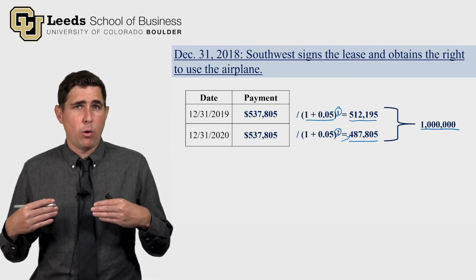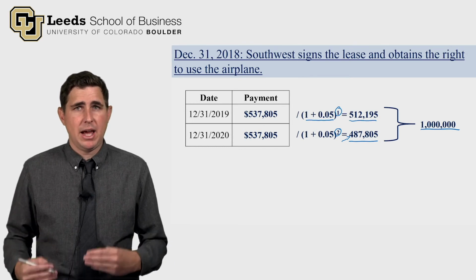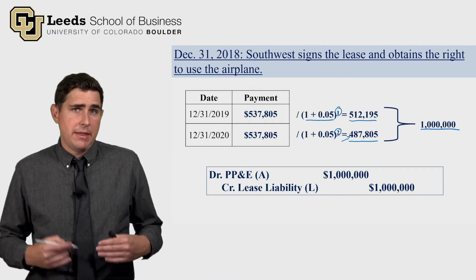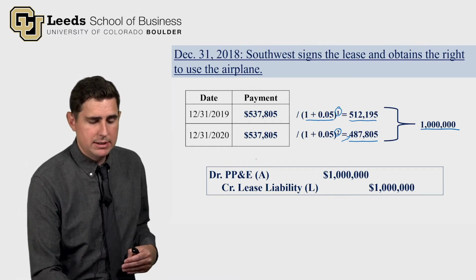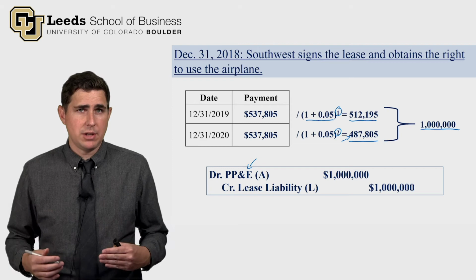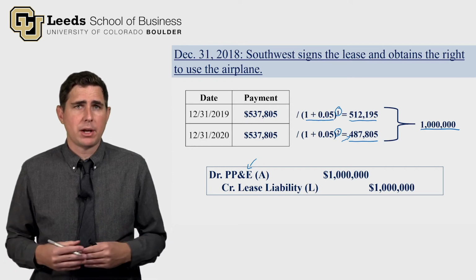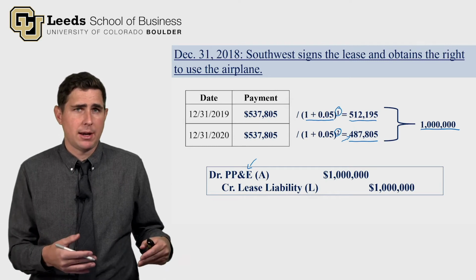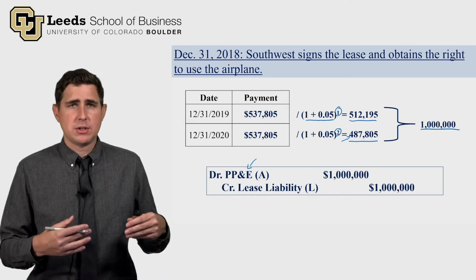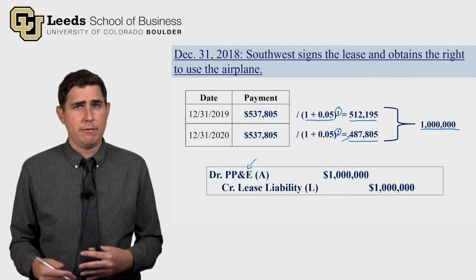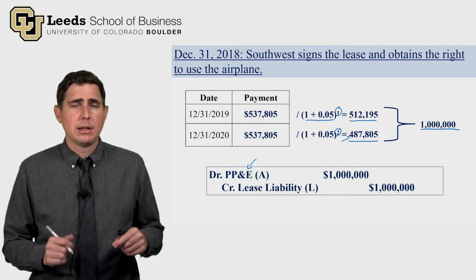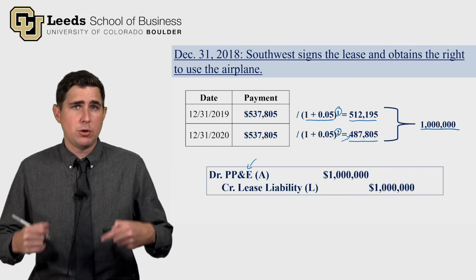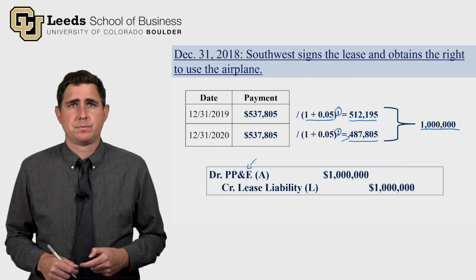And they're going to record that amount as an asset and a liability on their balance sheet. And here's how. Now here I've said they've debited a PP&E account. This is typically what you'll find on financial statements when you go out and look at public companies. They'll typically just put these right-of-use assets into their PP&E account. So here I have Southwest just debiting a PP&E asset account for $1 million and crediting a lease liability account for $1 million. So that's the initial measurement of this lease.